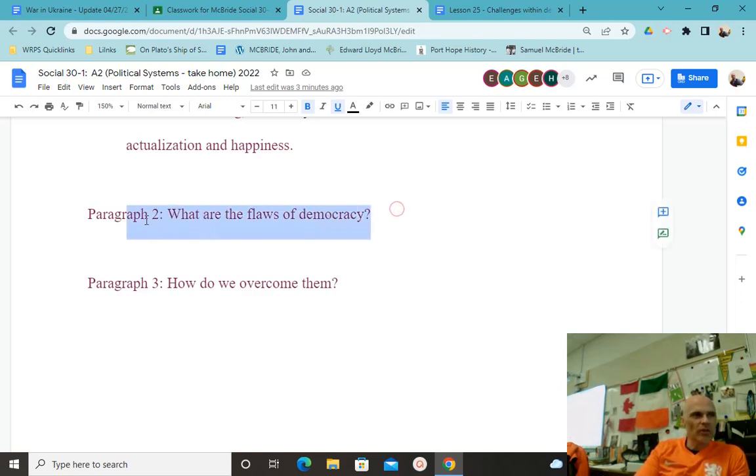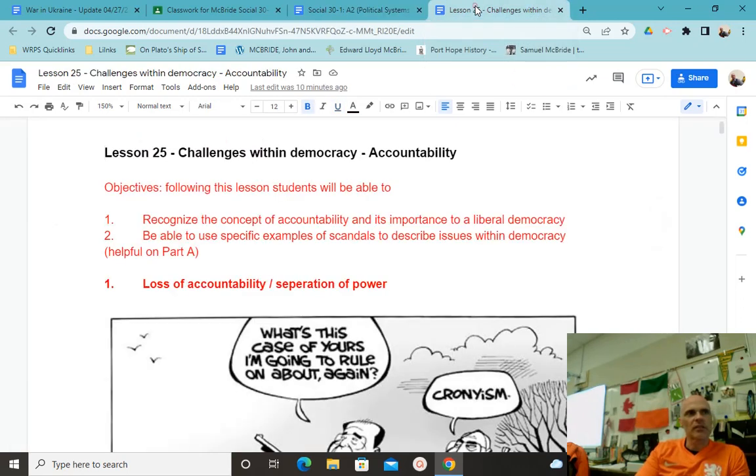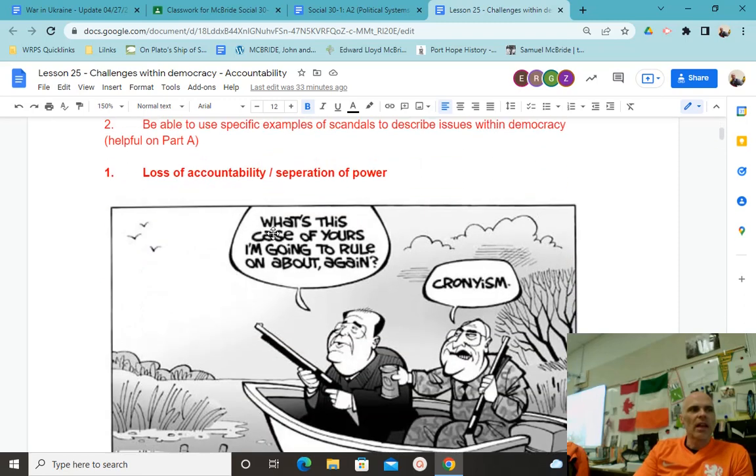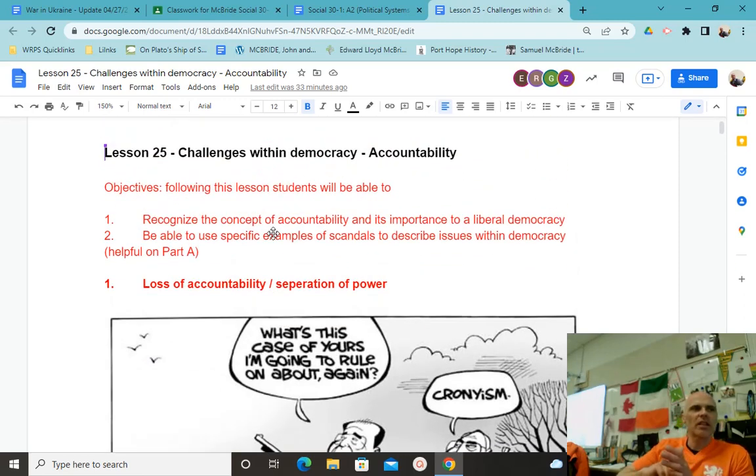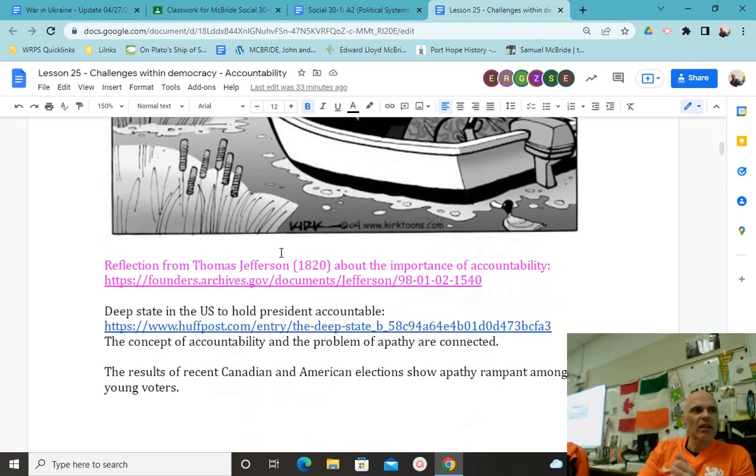So I think in order to come up with a clear list of this, next step for us, take a look at lesson 25. So I'm going to get you to do some work with that. I'm going to get you to read through. And at the end of this lesson, I want you to understand, what does accountability mean? That's often a pillar of these essays. And then, to what extent has accountability been compromised in Canada and the US? So there's lots of links here for you to kind of look into it in more detail.